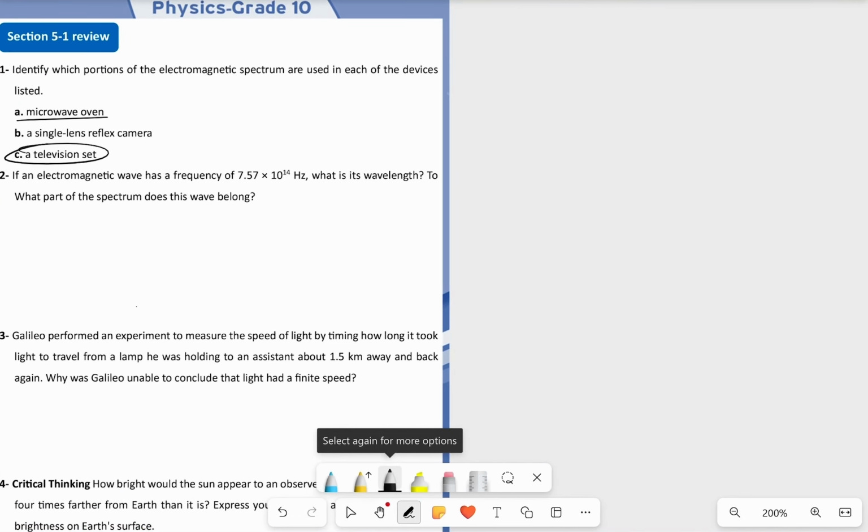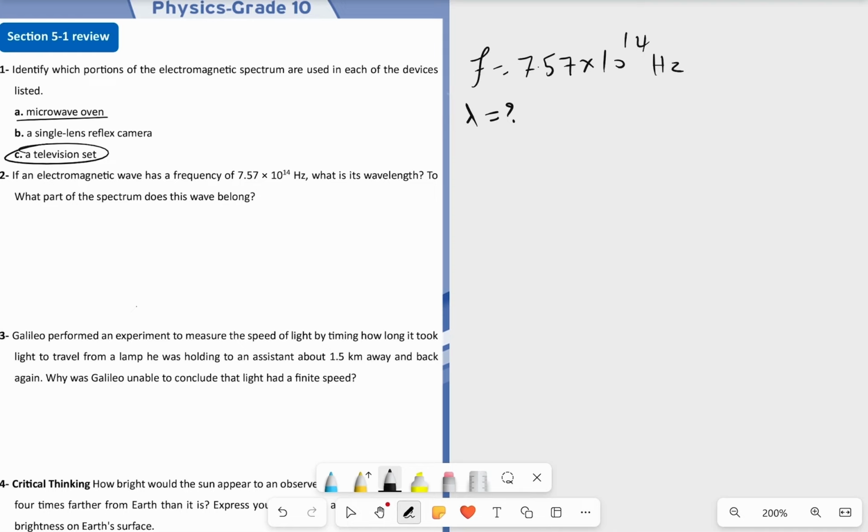If an electromagnetic wave has a frequency of 7.57 times 10 to the power of 14 hertz, what is the wavelength? And what part of the spectrum is this?